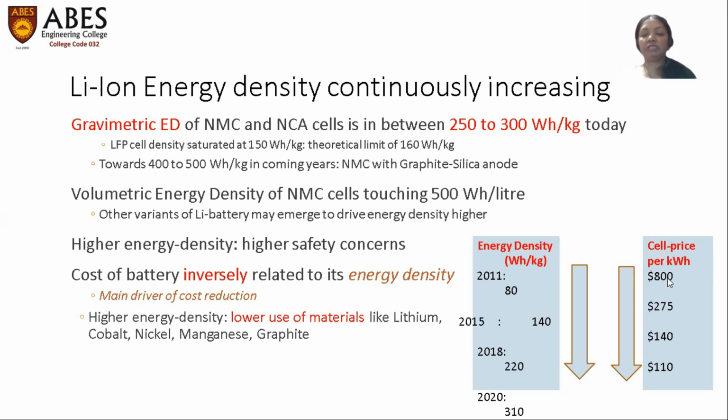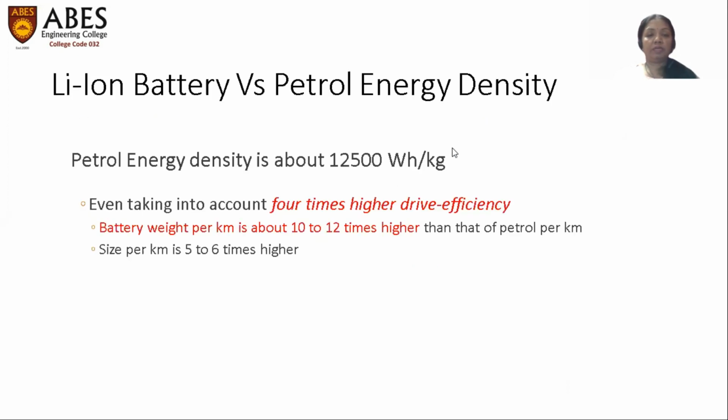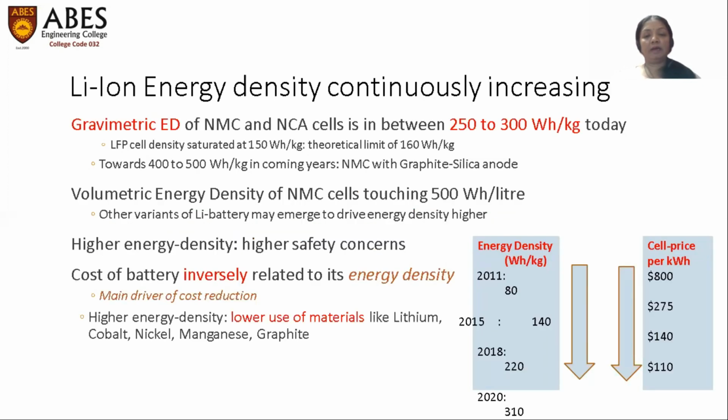The cost of cell, which was $800 in the world market, is now $110 by 2020, and it is likely to go down further as the technology is utilized by more and more members. The price of cell will go down further. Now we just compare. Presently, the energy density is around 300 watt hours per kilogram or 400 watt hours per liter.